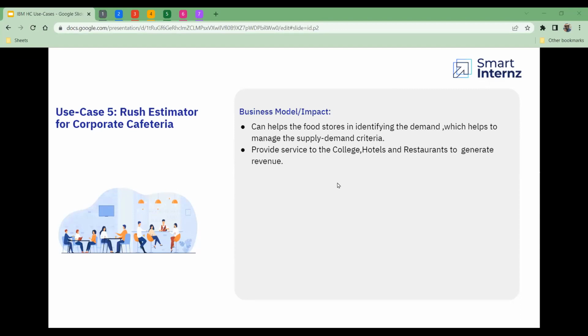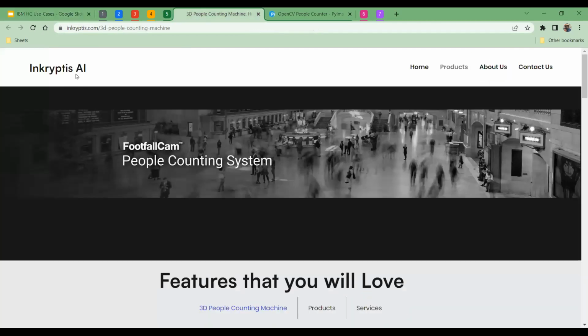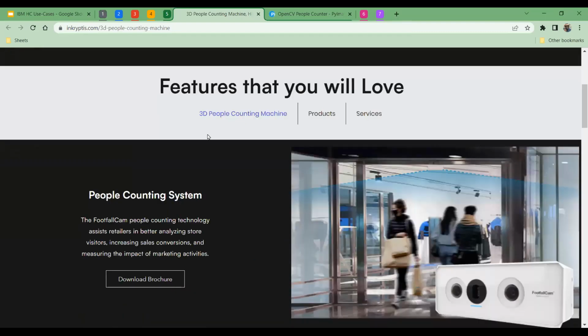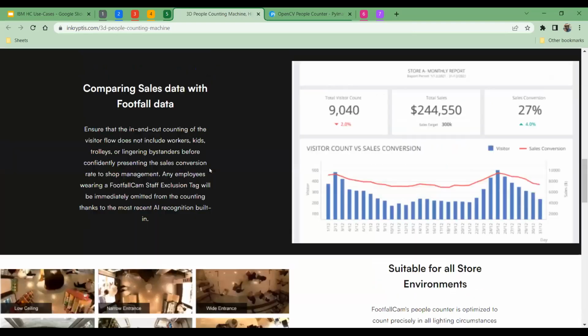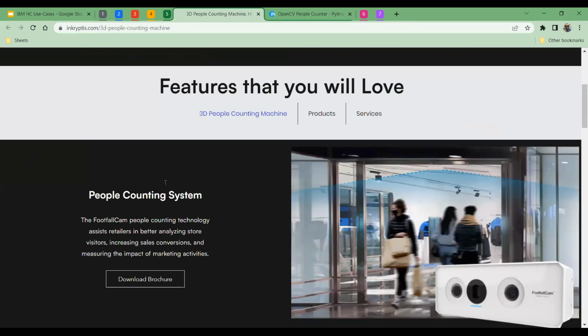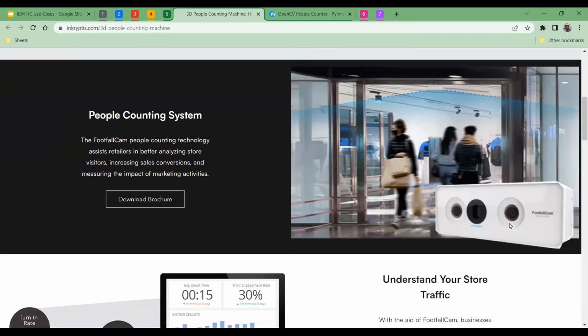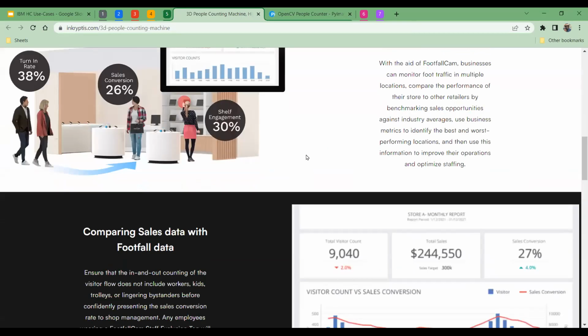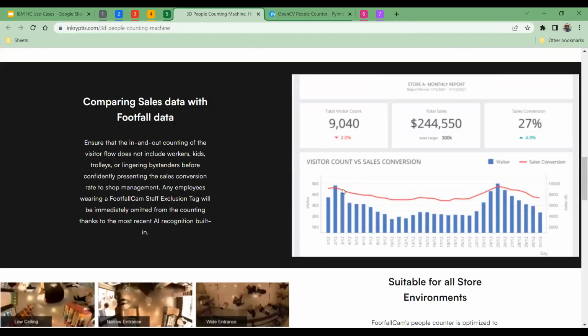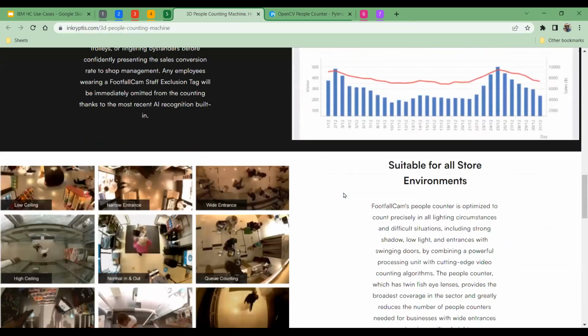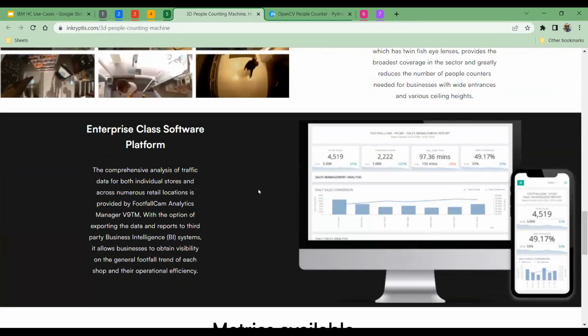For this problem, let's look into an existing solution. It's a good company called Encrypts AI, a Mumbai-based Indian company. They have created a product called Footfall Cam. You can install this footfall cam, and it will track how many people are coming, how many sales we are making, and also how many people are just coming and going.